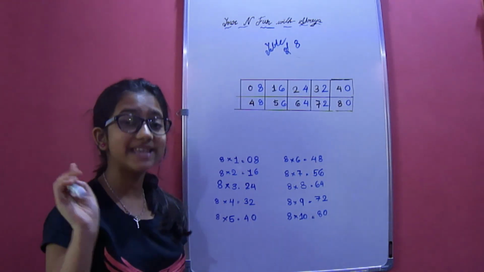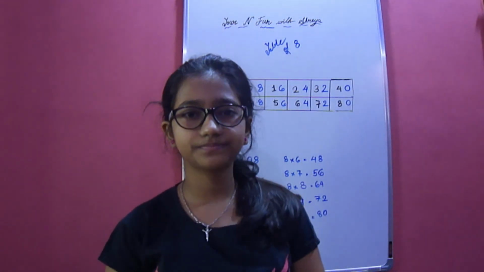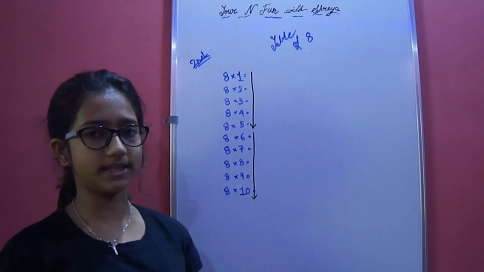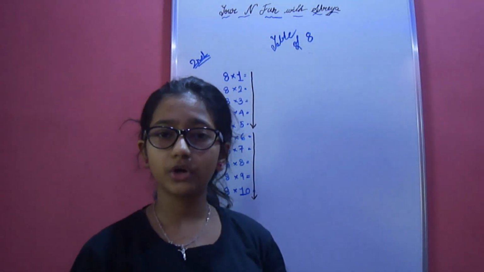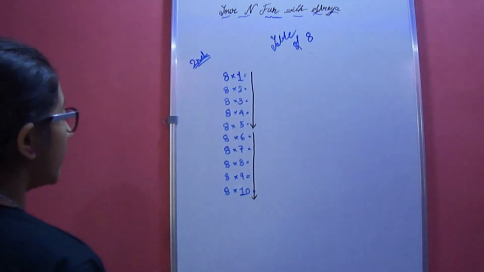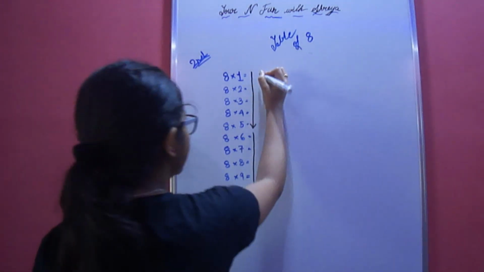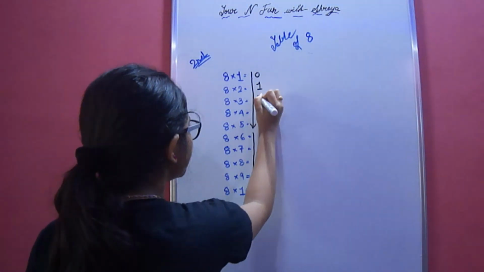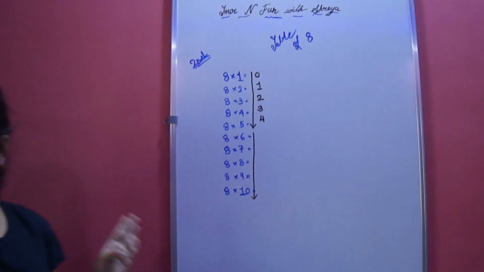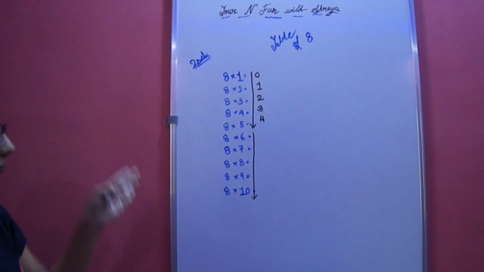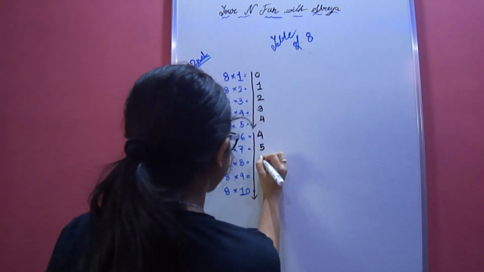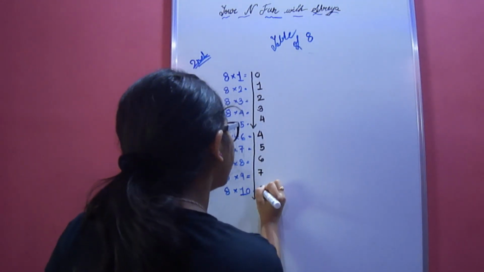Now let's get on with the second process or second method. Now this is the second way of doing the table of 8, which I think is easier than the previous one. Let me know in the comment section which you think is the easier process. So first we are just going to be writing 0, 1, 2, 3, 4. Now we are going to be repeating only the 4 here. So 4 again, 5, 6, 7 and 8.